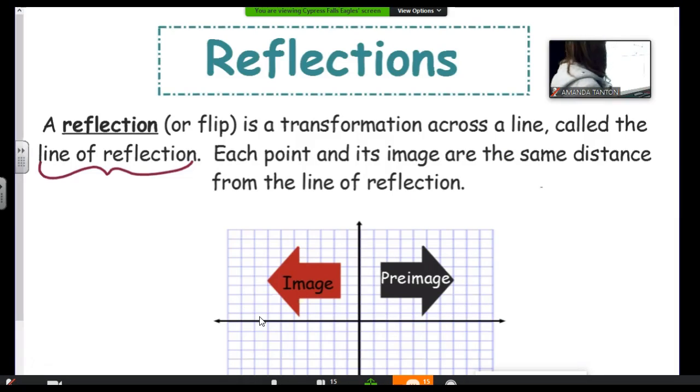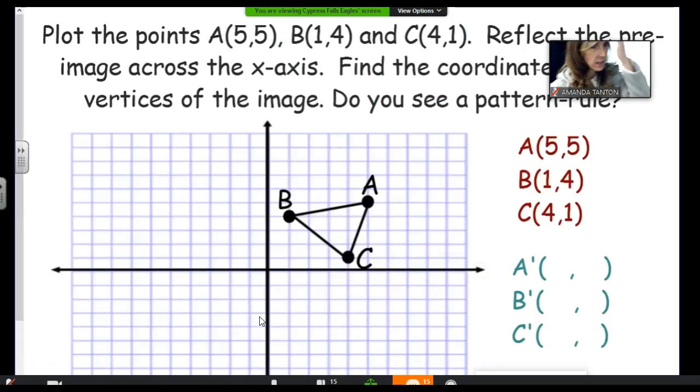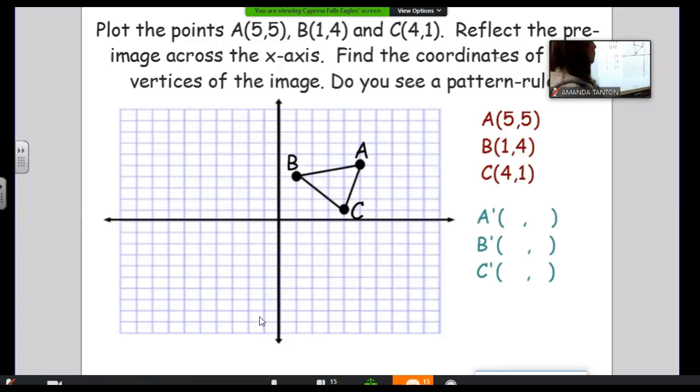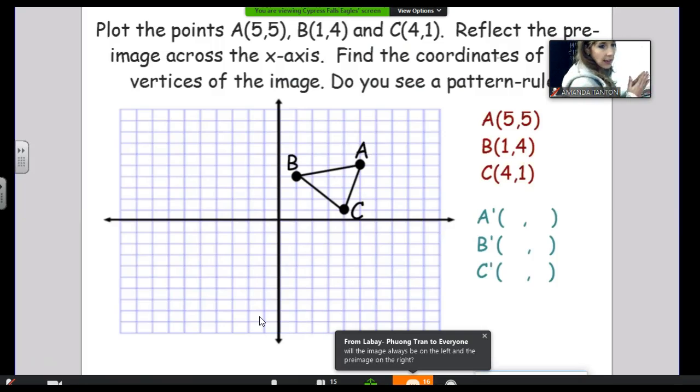All right, so let's take a look at this. Plot points A, B, and C done for us. Reflect the pre-image across the x-axis. Find the coordinates of the vertices of the image. Do you see a pattern or a rule? So you're going to have to do this on your homework where you're taking a figure and you're reflecting it over a given line. When you do that, I want you to highlight the line of reflection. So bold it or highlight it.